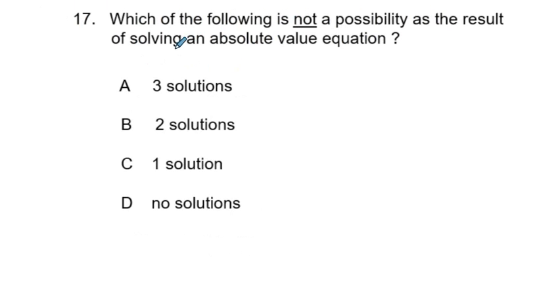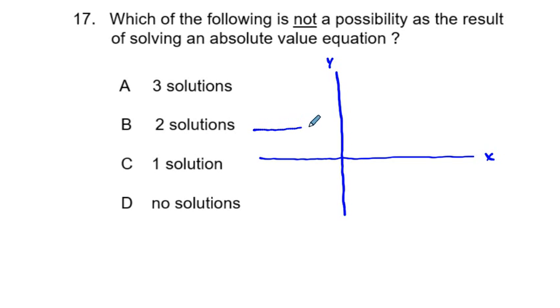Problem 17 is a conceptual problem. Which of the following is not a possibility as a result of solving an absolute value equation? One thing we did on this is we showed that there are 3 different possibilities if you have an absolute value equation. Typically one side of the equation will be some kind of a horizontal line, and the other side will be the absolute value function.